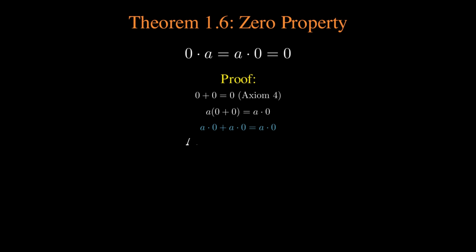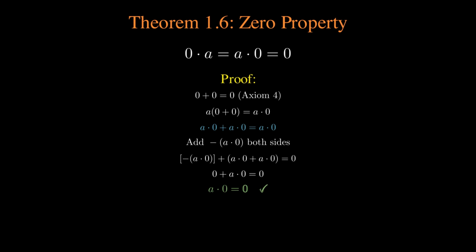On the left, negative a times 0 plus the quantity a times 0 plus a times 0 equals the quantity negative a times 0 plus a times 0, plus a times 0, which by the associative law equals 0 plus a times 0, which equals a times 0. On the right, negative a times 0 plus a times 0 equals 0. Therefore, a times 0 equals 0.